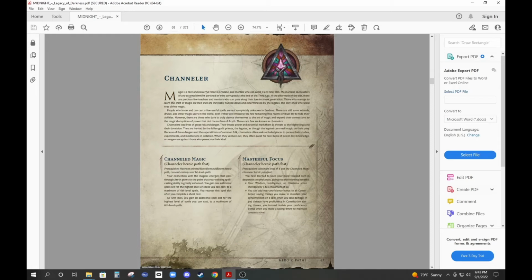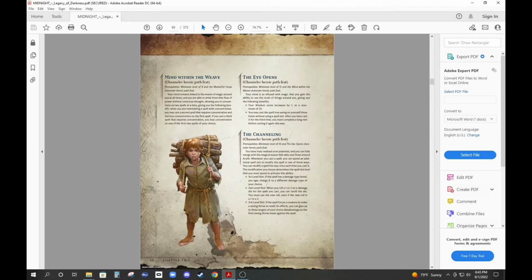Their feats are Channeled Magic, Masterful Focus, Mind Within the Weave, The Eye Opens, and The Channeling.